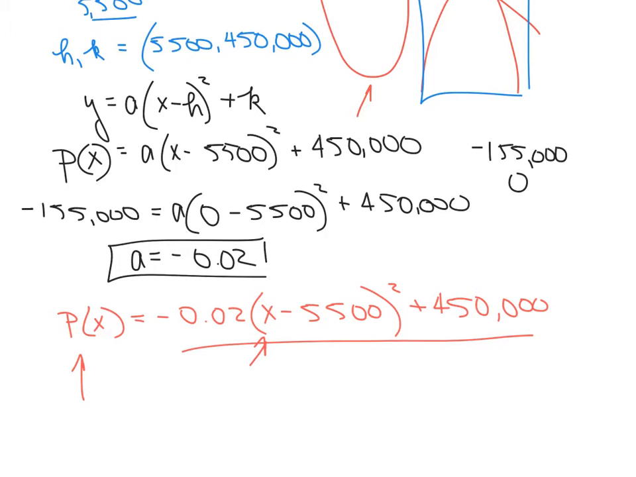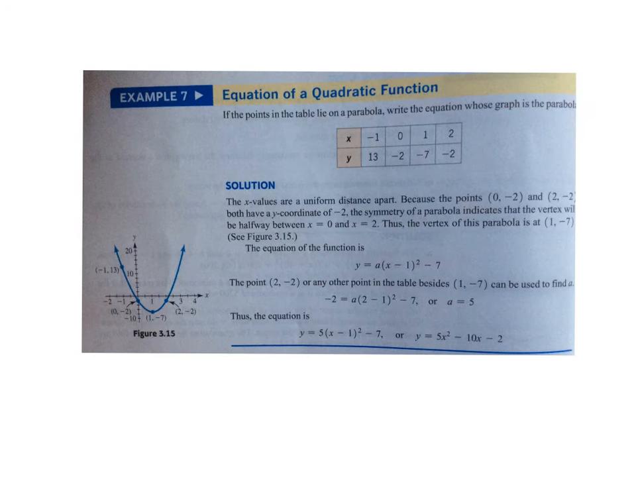Okay, so what we did is we developed a formula for these waste trimmers that works so that now we can put in a number of items sold and come up with how much profit they made. Okay, so that was example number 6.